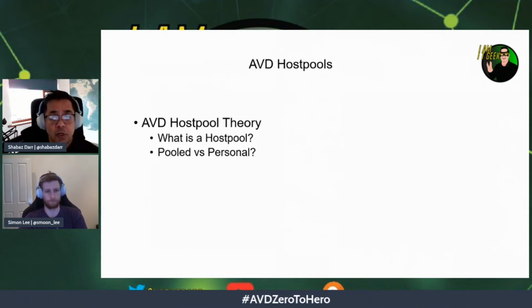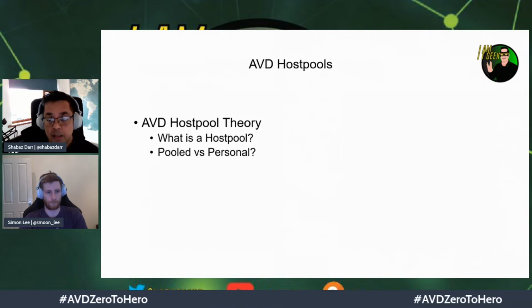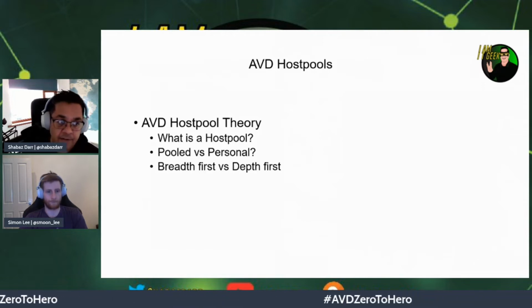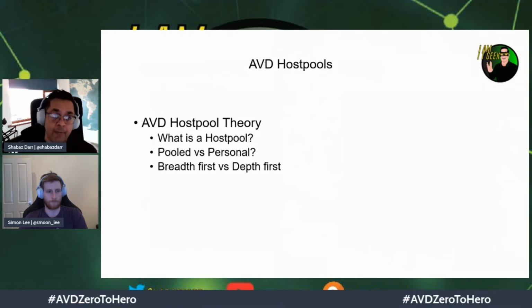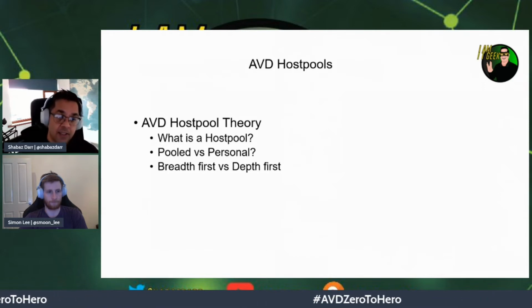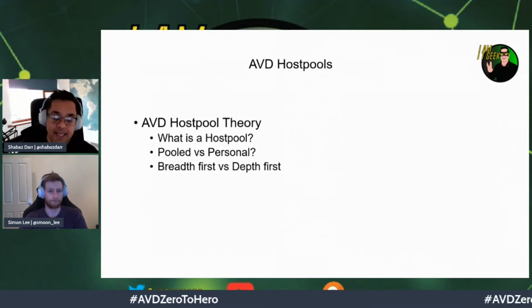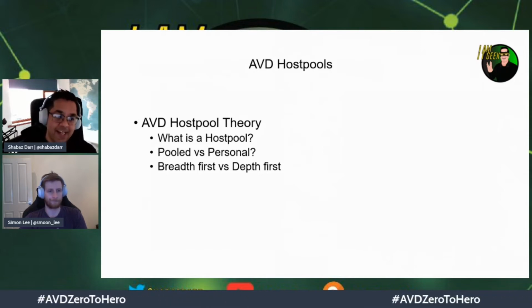So with pooled host pools, as I mentioned, there are actually two types of load balancing algorithms. Breadth first or depth first. Now, what I'll do is explain what they are as we're going through the deployment, because within the portal it explains what each one is. So it'd be better explained coming from Microsoft than from me.